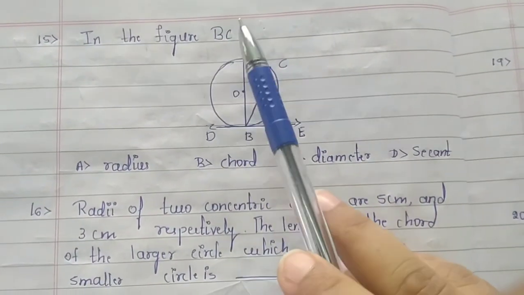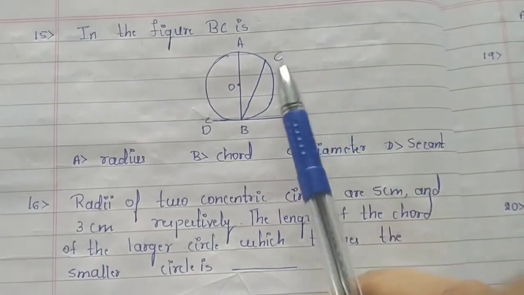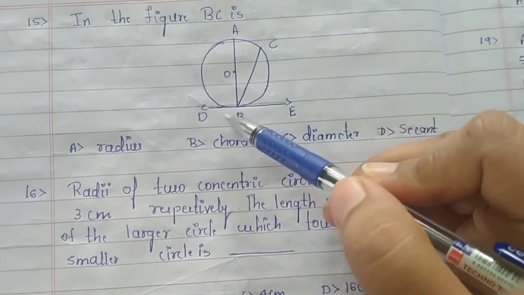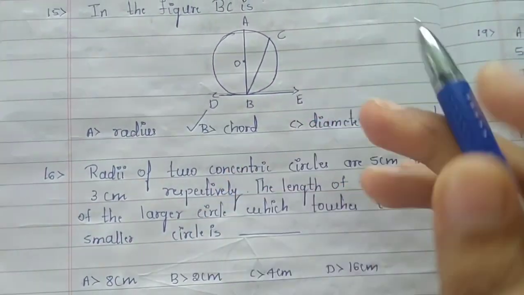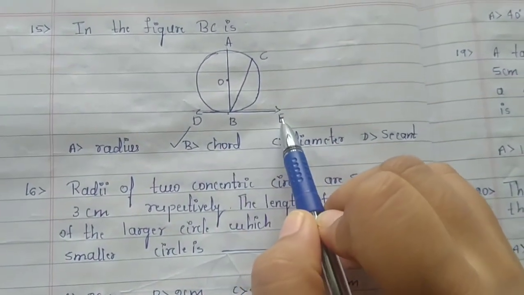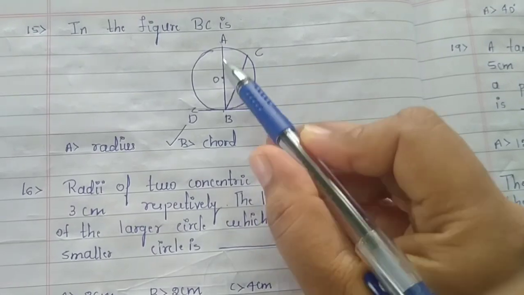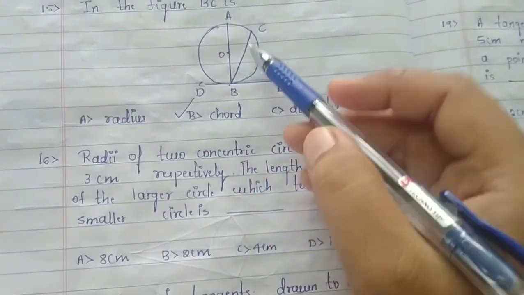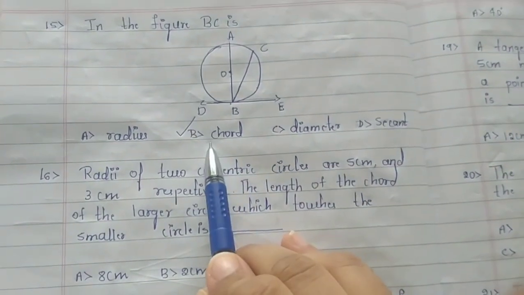In this figure, BC is dash. Okay, so now here you can see this BC is there, no? This BC is a chord. Okay, AB is the diameter, DE is the tangent, okay, OB and OA are the radius. Okay, so now here you can see BC is nothing but chord.